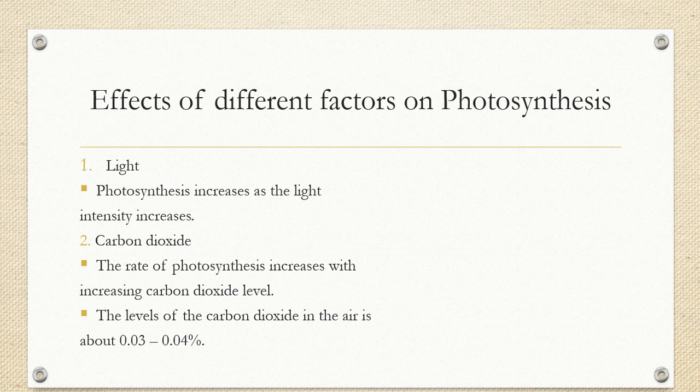Carbon dioxide, which plants absorb from the air, is an essential component for photosynthesis. The rate of photosynthesis increases with increasing carbon dioxide level, and the level of carbon dioxide in the air is about 0.03 to 0.04%.